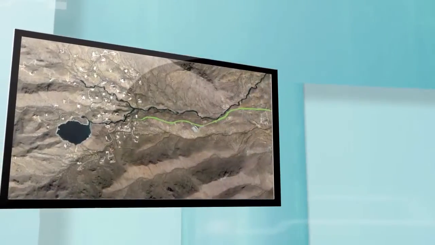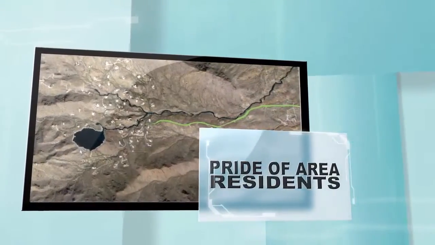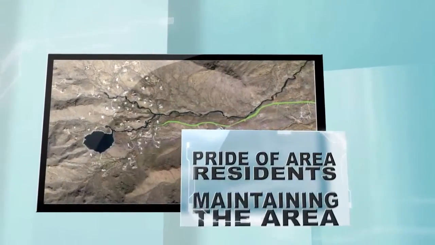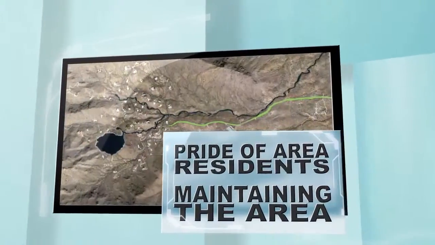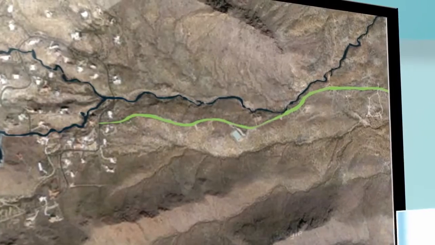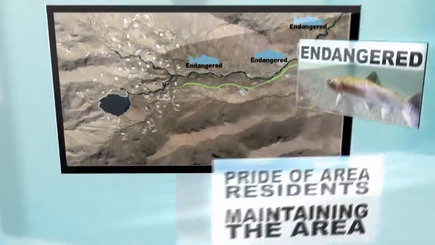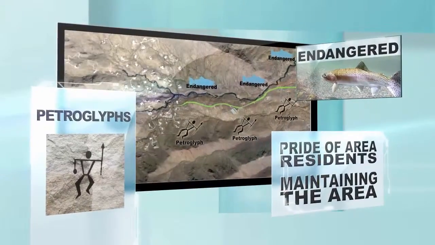The meandering nature of the road through the scenic canyon is the pride of area residents, and the county is committed to maintaining the area's natural feel. However, the road runs parallel to a stream that is the prime habitat of an endangered species of trout. Additionally, there are known petroglyphs in the area that can't be disturbed.